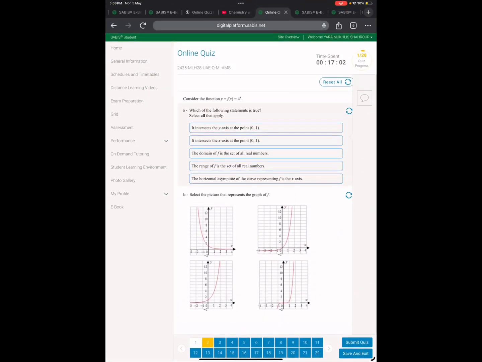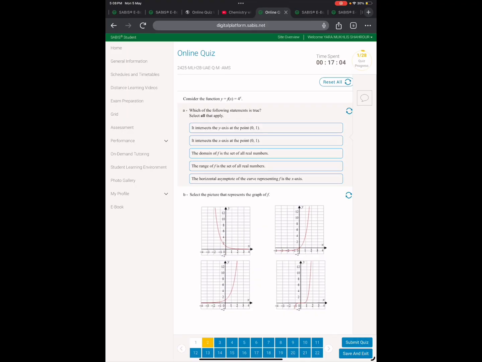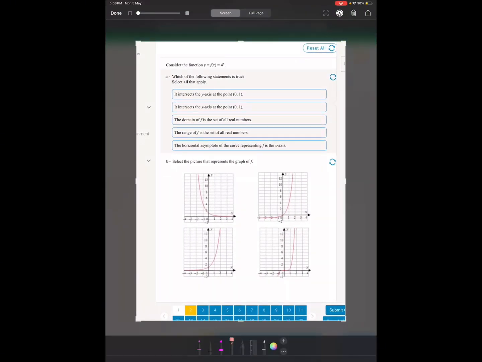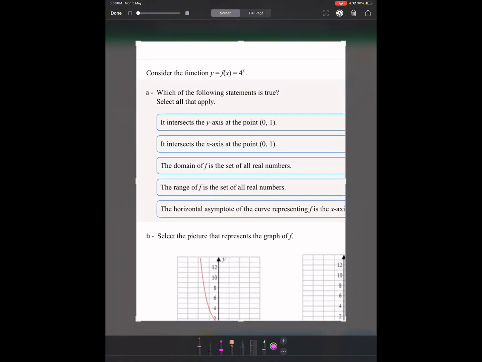Okay, so I flipped it vertically because it's easier. But anyways, what do we know about this right here that they gave us? This is called an exponential function. Why? Because whenever something is raised to the power of a variable, it's called an exponential function. What do you need to know about an exponential function? You need to know that the domain is a set of all real numbers always.